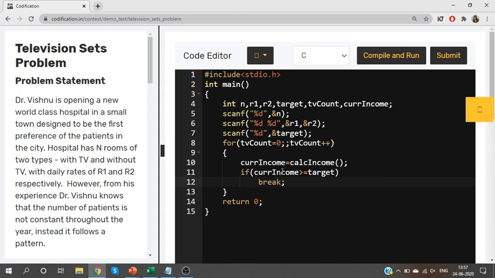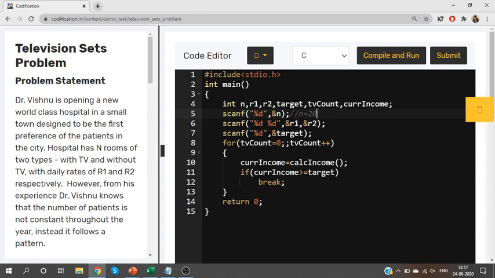We'll fill up the function as we move on. Okay, so current income, if it is greater than or equal to target, you can break. Yes, and what if it does not become equal at all? For example, n is equal to 20. I have 20 rooms. So what I see is even after buying 20 TVs, I can't meet my target. So shall we go on and buy the 21st TV?